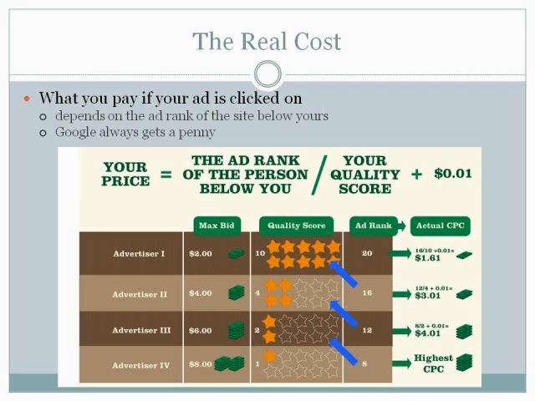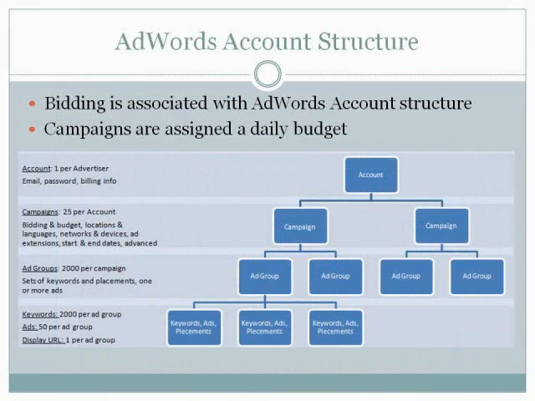There's more to understand. It turns out that this bidding is actually quite complex. Bidding gets associated with your AdWords account structure. And so we need to dig in a little bit more to understand how an account is set up along with campaigns and ad groups and keywords. I think we've seen some of this information before, but it helps to revisit it.